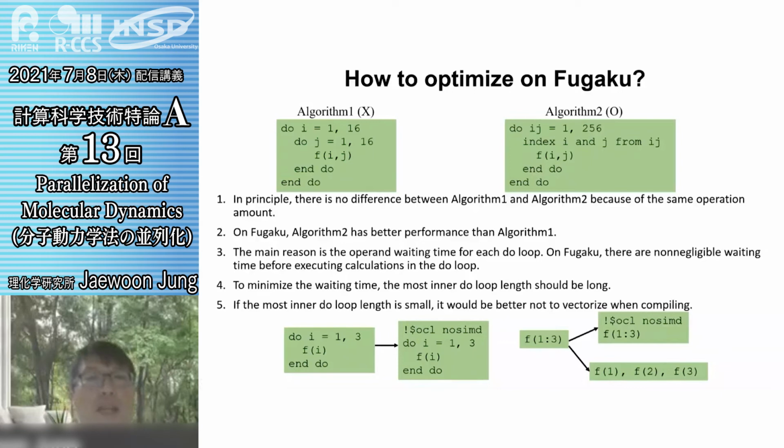So if I say again, one thing is to make a do loop length as large as possible. This is one thing. And for small do loops, it's better not to optimize. So it's better to assign the no SIMD directive.